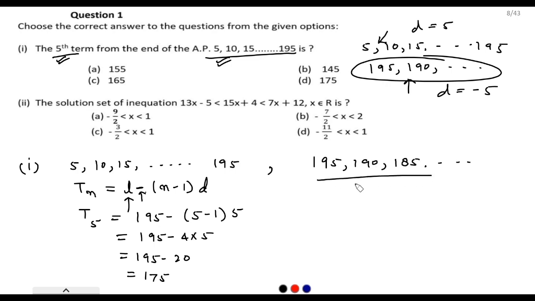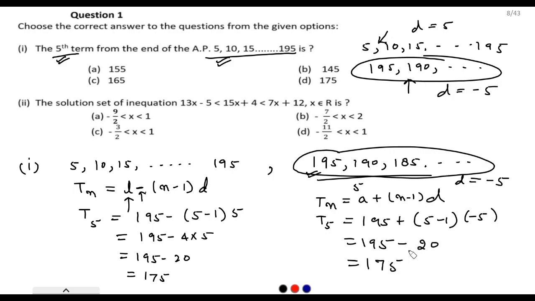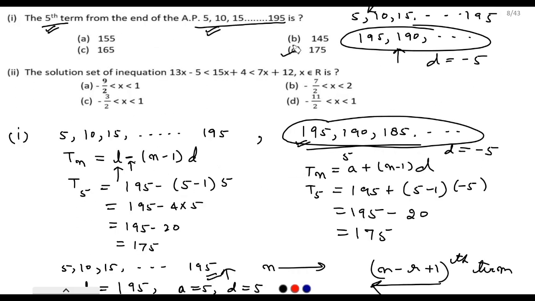Now you have to find the 5th term from the beginning of this AP. That is A plus n minus 1 into D. But D is minus 5, because now we are considering this arithmetic progression. The answer is also 175. Now this is the right option.